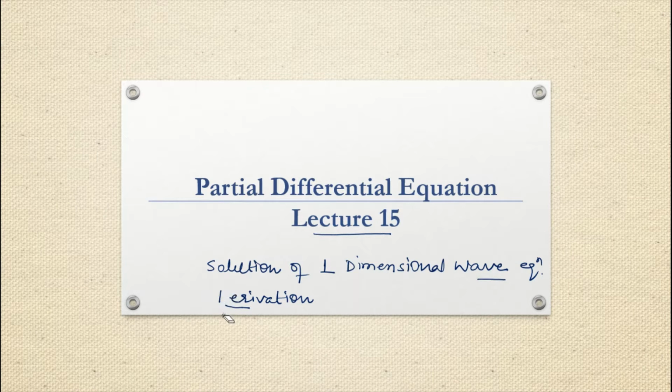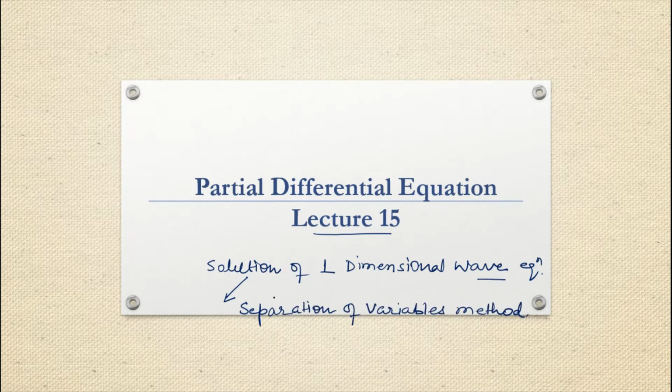For the solution of the one-dimensional wave equation, we actually have many methods. But the method which we are going to see today is called the separation of variables method. Before starting the solution, we will discuss this method a little bit: what the separation of variables method is, and why we are taking help of it to solve the one-dimensional wave equation.